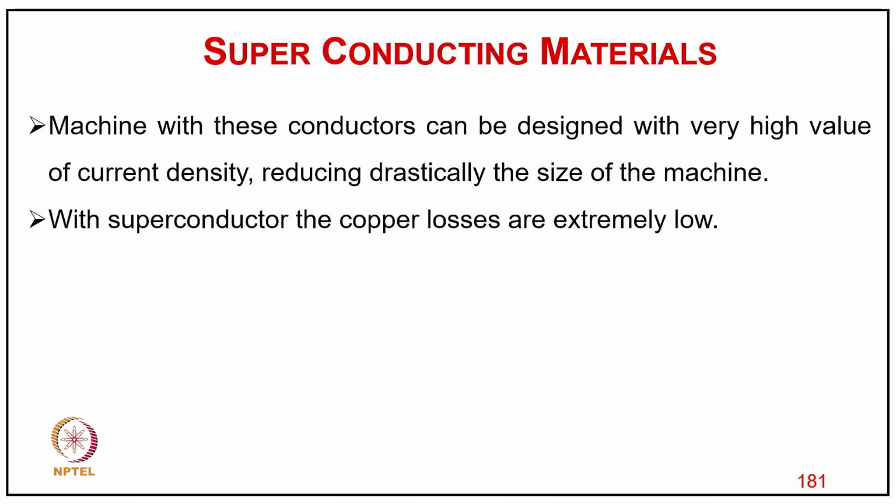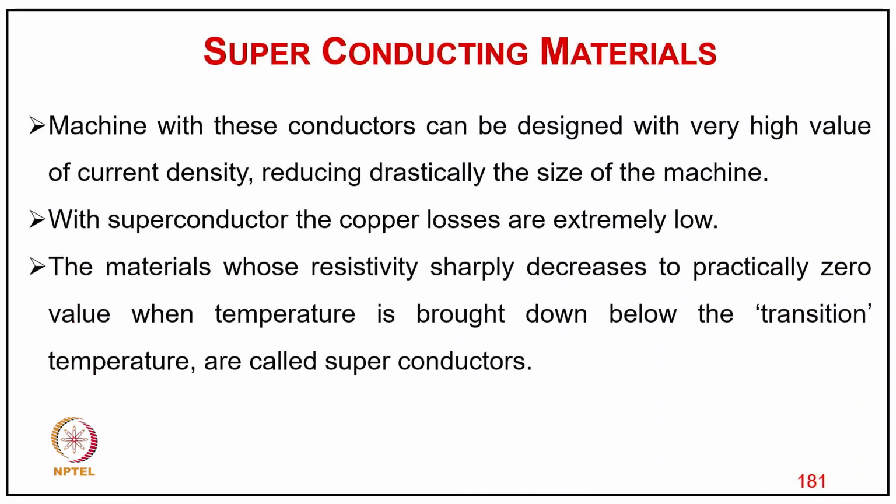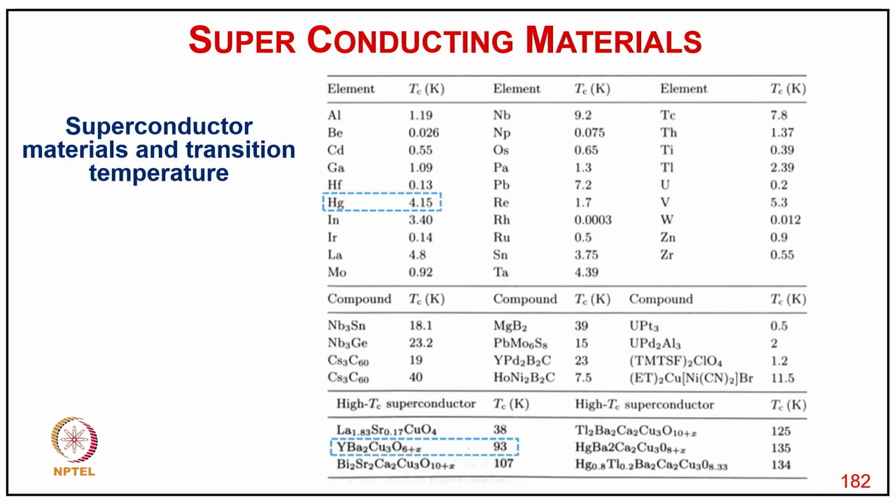And with superconductors, the copper losses are extremely low, and the material's resistivity sharply decreases to practically zero when the temperature is brought below a transition temperature. Such materials are called superconductors. Here are the different elements which are superconductors, and the temperature below which they become superconducting. Compounds may be able to work at a slightly higher temperature.